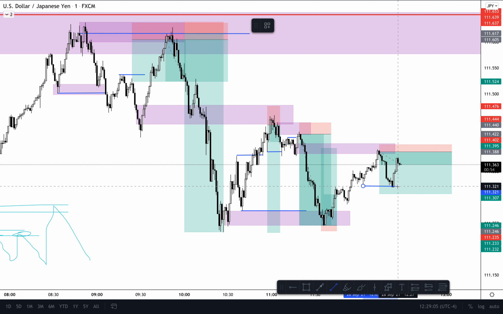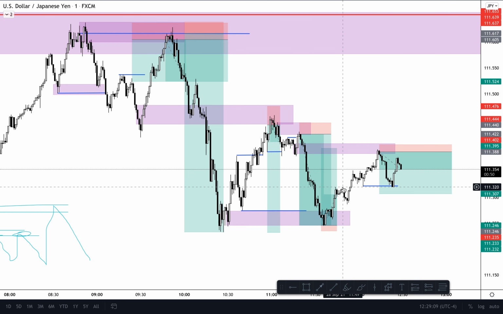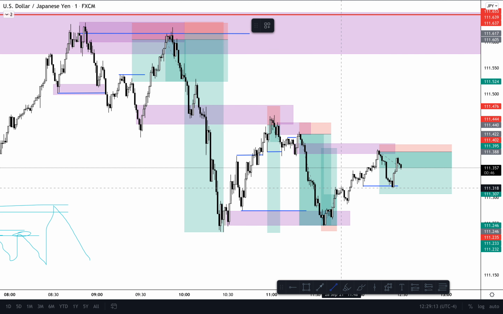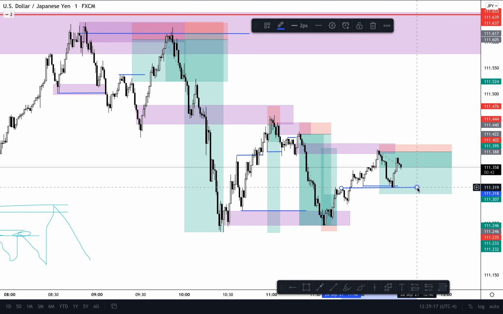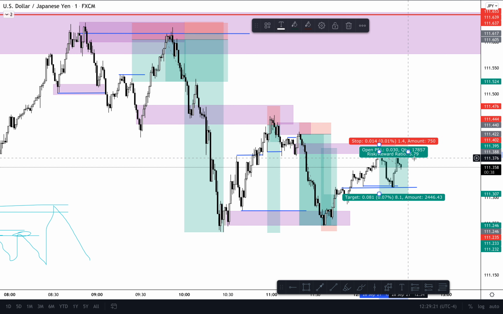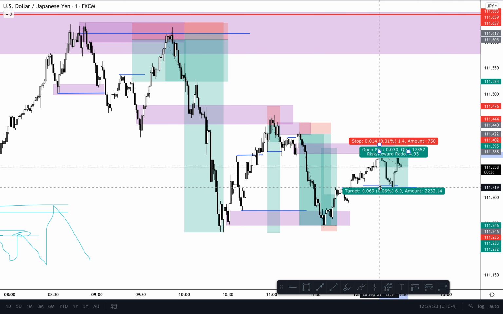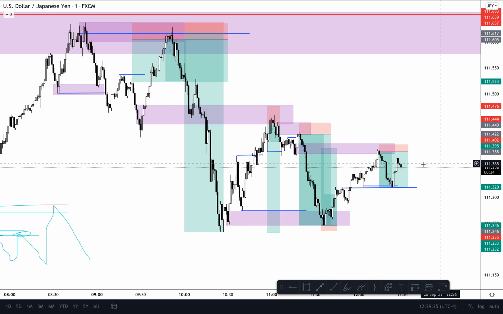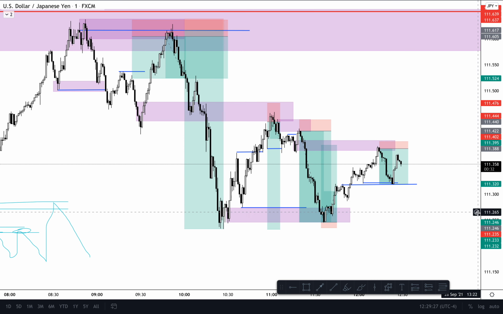Inducement somewhere there. Then I'm going to check this zone here. What do you call this zone? This is a continuation from there. So you have already hit 5R here. Sorry, it's going to be maybe 4. Yeah, almost 5. You hit another 5.